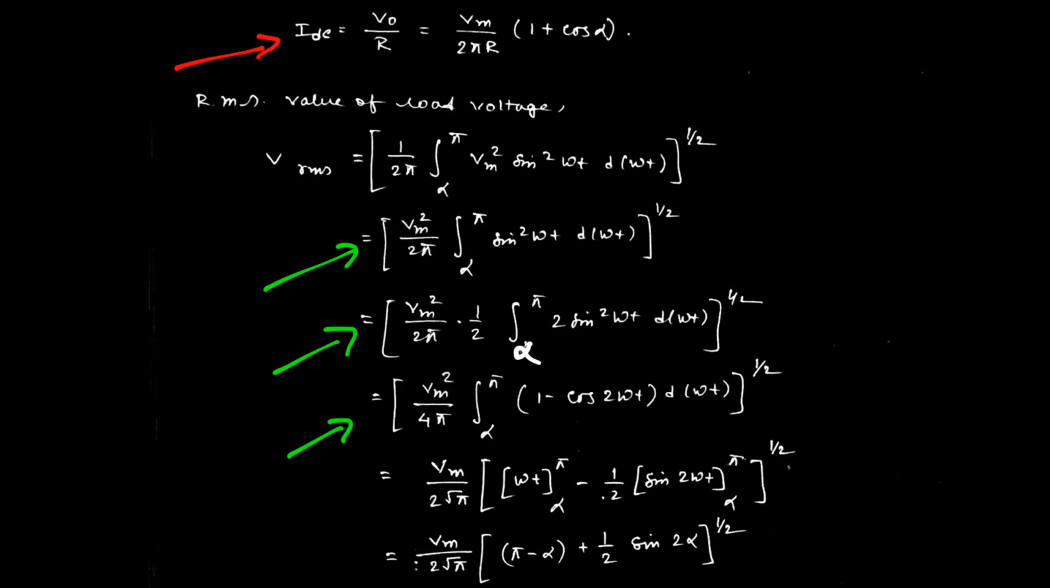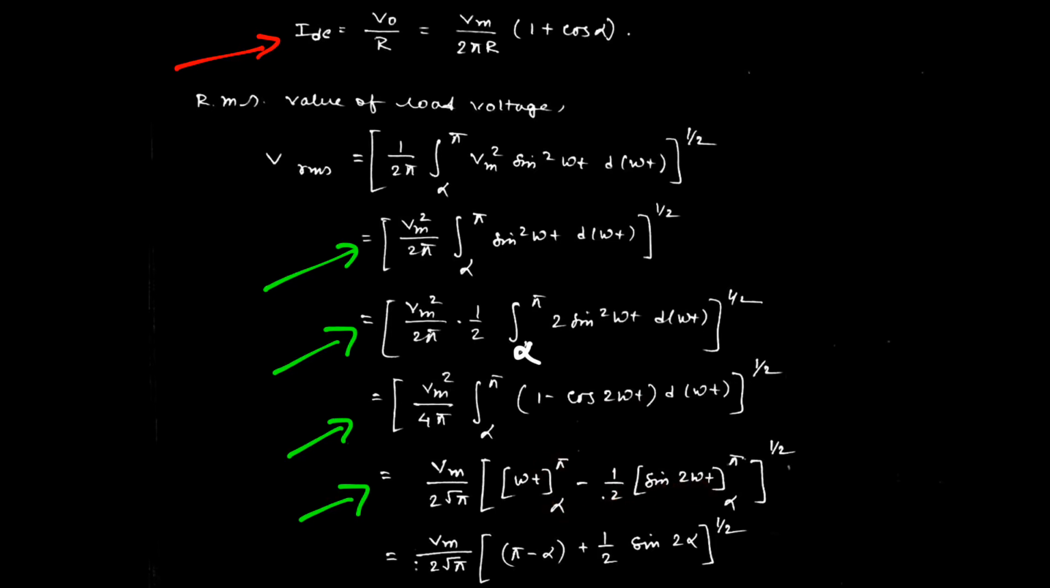That means we can say Vm square by 4 pi integration of alpha to pi 1 minus cos 2 omega t. As we know, 1 minus cos 2 omega t equals 2 sin square omega t. Okay, we have just changed the formula, with d omega t. Further we can express this as Vm by 2 root pi, where the integration of 1 or constant gives omega t, and the cos 2 omega t term gives 1 by 2 sin 2 omega t.